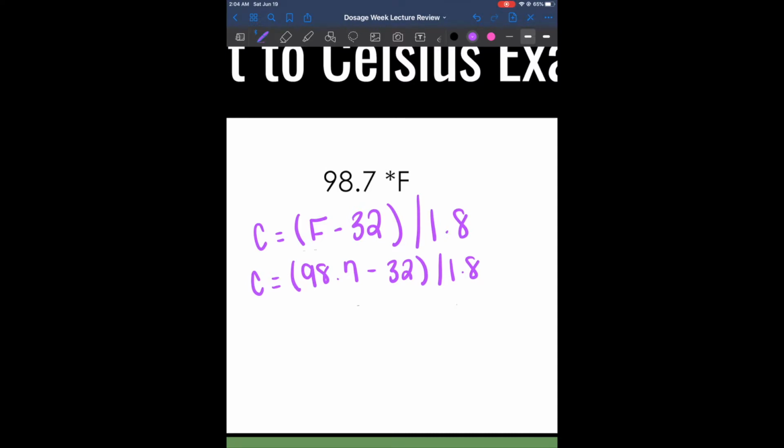Then you're just going to do your parentheses first, whatever's in your parentheses first. So 98.7 minus 32 gives you 66.7 divided by 1.8. When you divide that by 1.8, you get Celsius, which is 37.1.